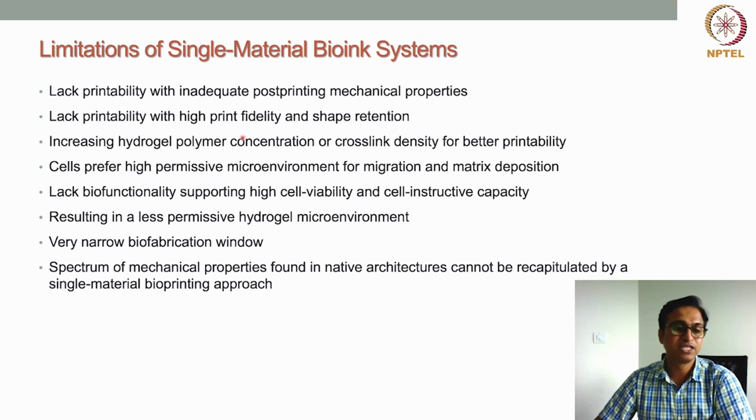But please remember, as I have discussed in the last lecture, cells prefer a highly permissive environment, or say a softer microenvironment is required for cells to migrate, to deposit the matrix, to proliferate, and to do various cellular functions. Cells prefer a highly permissive microenvironment. So just by increasing the polymer concentration to improve printability, cellular functionality can be reduced.